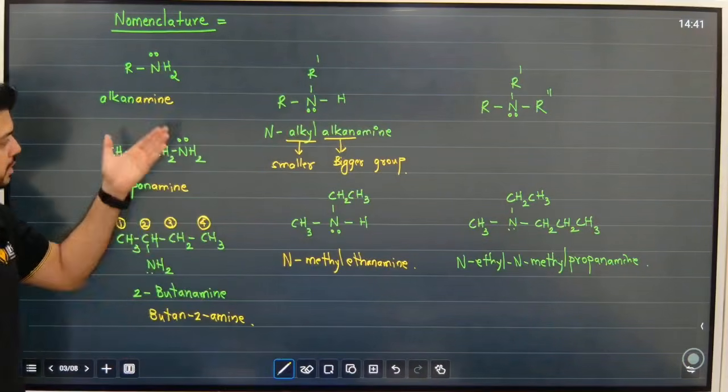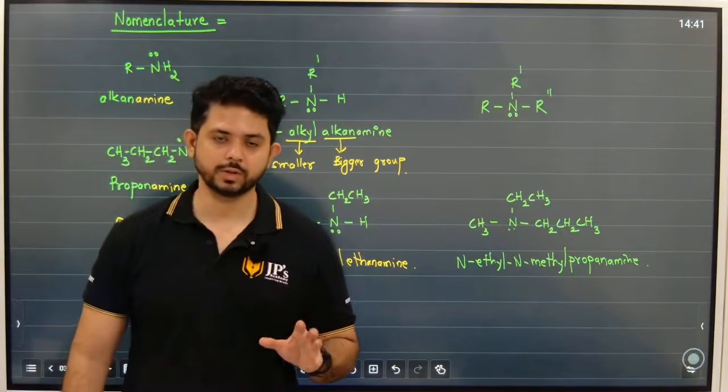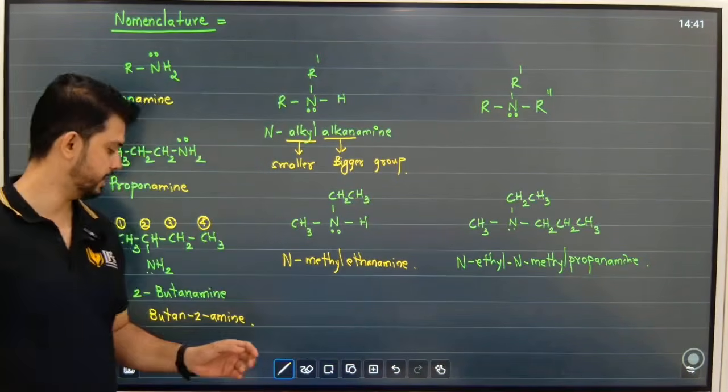How do you write the nomenclature for primary amines, secondary amines, tertiary amines? For any questions or queries, you can always leave your comments behind.